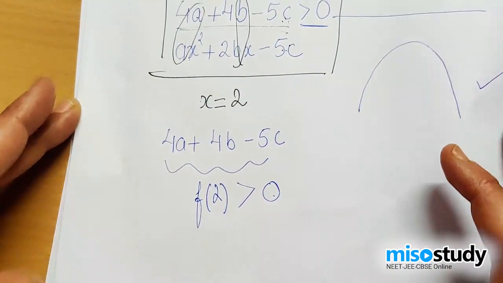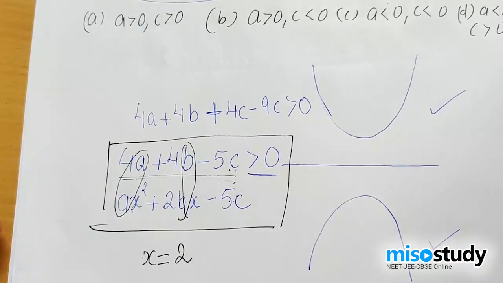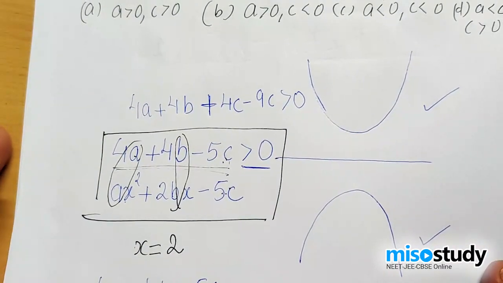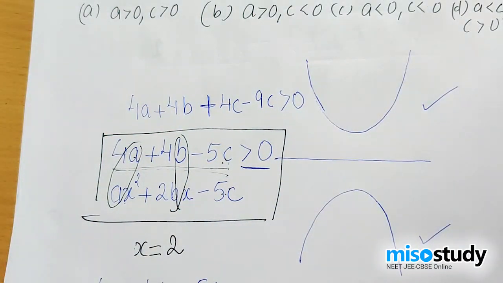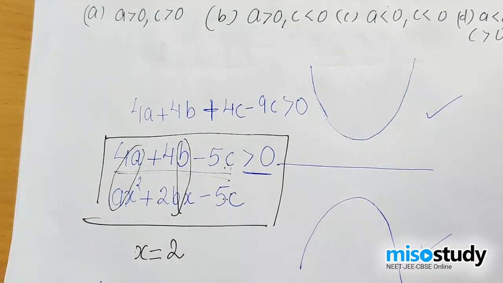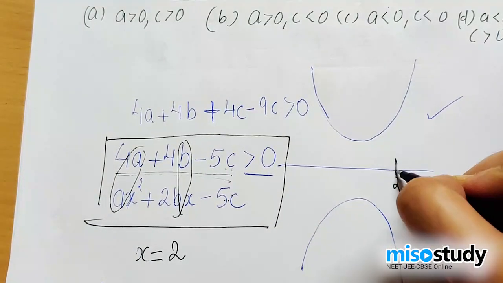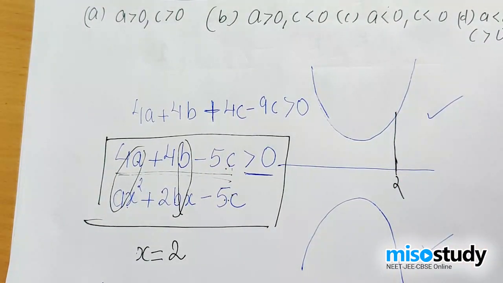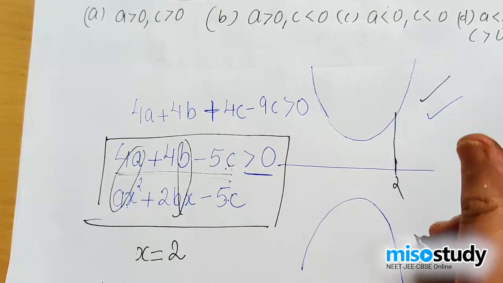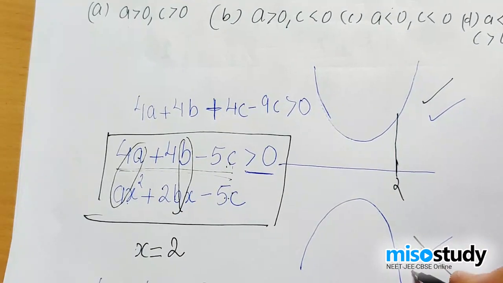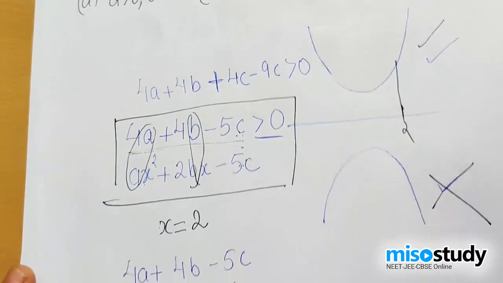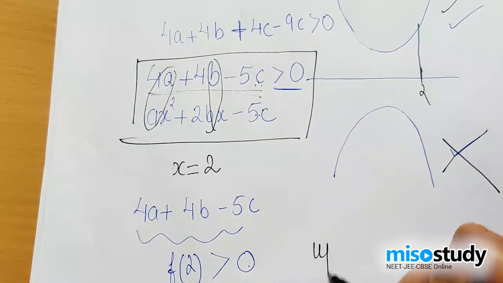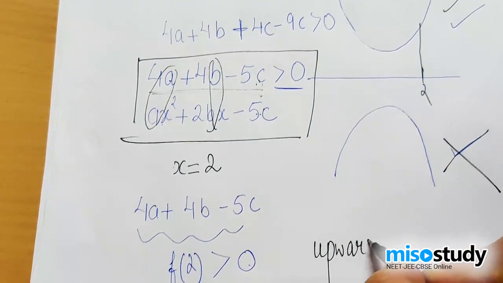Now f of 2 is positive, and we already discussed that since there are no real roots, either this is the condition or this is the condition. Let's suppose 2 is somewhere over here. Since f of 2 is coming to be positive, that means clearly this is the situation and this is not the situation. So hence it's an upward parabola. So we realize that the given one is an upward parabola.